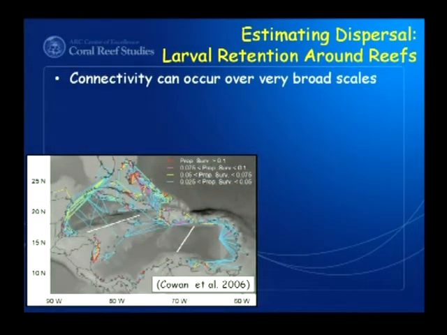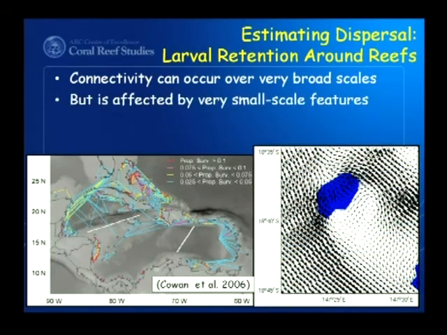One of the big problems with understanding how ocean currents push larvae around is that connectivity, dispersal between reefs, can occur over really big scale. So this is a hydrodynamic dispersal model from Rob Cowan and colleagues for the Caribbean. These blue lines indicate, well, all of the lines indicate demographically significant levels of exchange of individuals between reefs. And this significant exchange of individuals can occur over hundreds of kilometers.